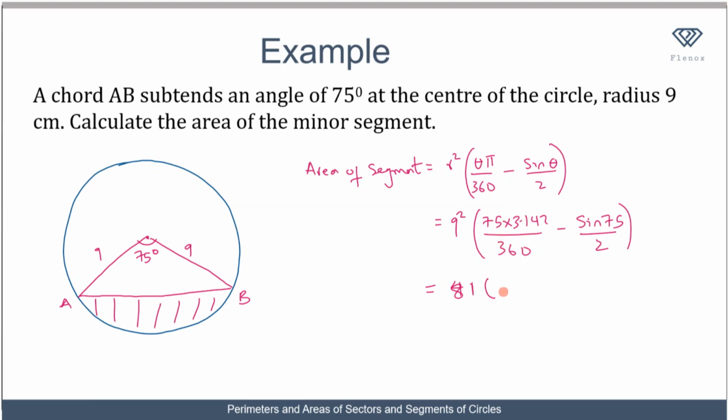When I punch it into my calculator, I have 0.6546, then minus 0.4830, and that gives me 0.1716. When I multiply that by 81, I get 13.9 centimeters squared. So the area of this segment, or this shaded region, is 13.9 centimeters squared. This pretty much sums up how to calculate the perimeter and area of both sectors and segments.